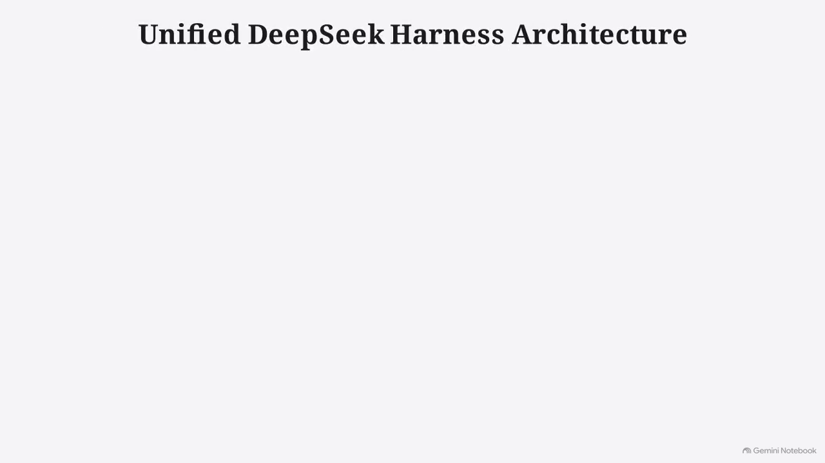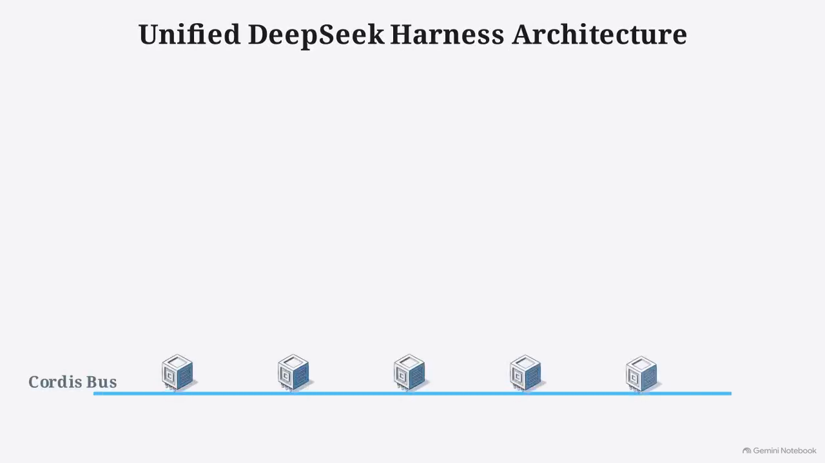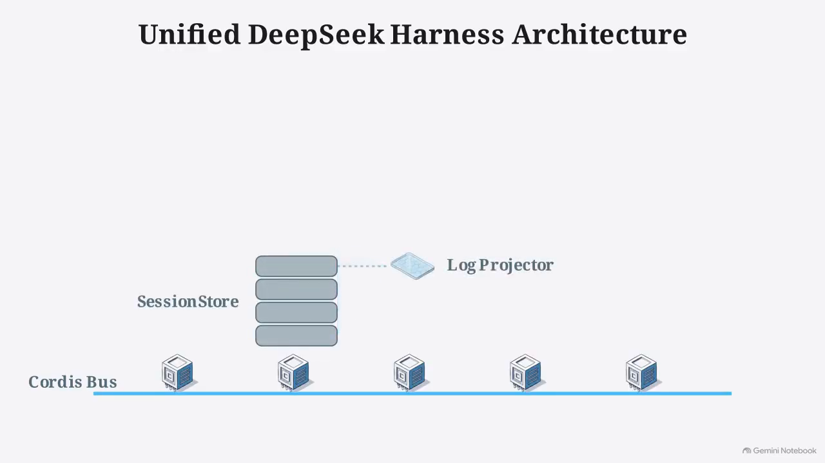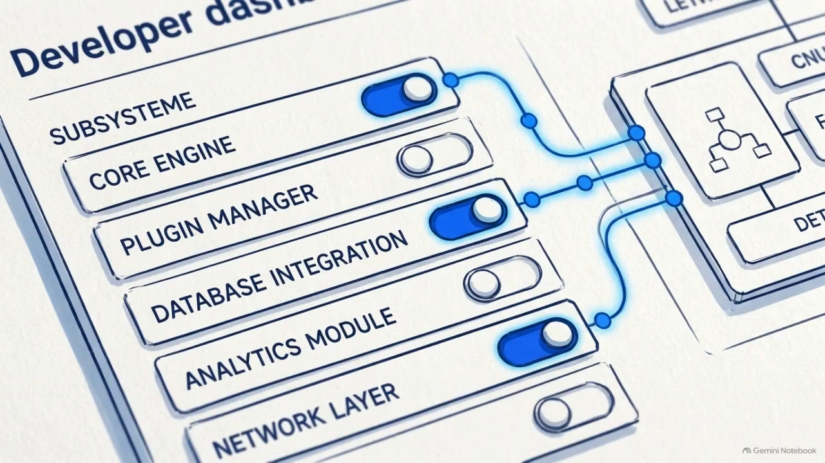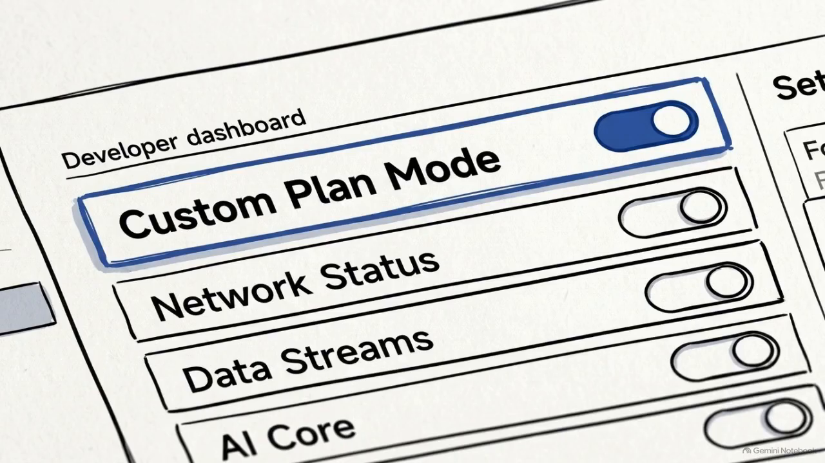This is the unified DeepSeek Harness architecture: the empty Cordis bus at the base, the append-only session store projecting upward, the waterfall middleware gates, and the code mode sandbox. Data flows strictly from registered plugins through the log projector, past authorization gates, directly into the model. Achieving true spatio-temporal composability allows developers to build infinite workflow permutations, inserting custom plan modes or workflows without introducing technical brittleness at the core.